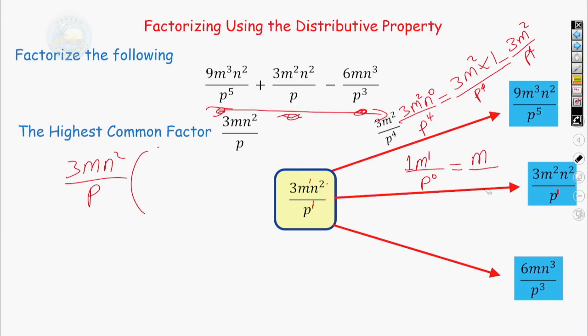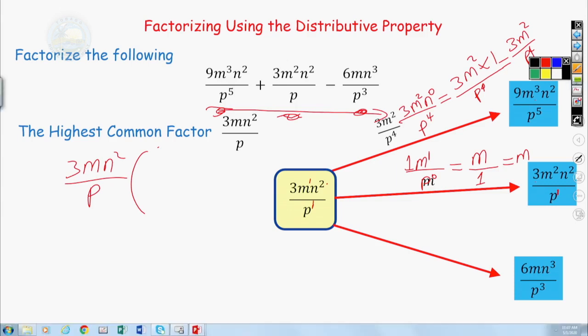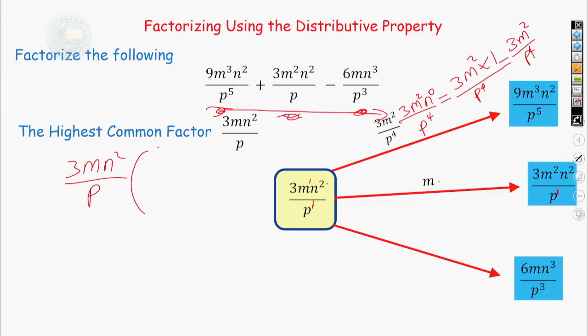Right. So anything to the 0th power is 1. So it's 1 again. I don't usually write the 1, so this here is m. Let's check and see. Yes, sir. So it is m, as you can see. So 3m n squared p multiplied by m is going to give us 3m squared n squared p.